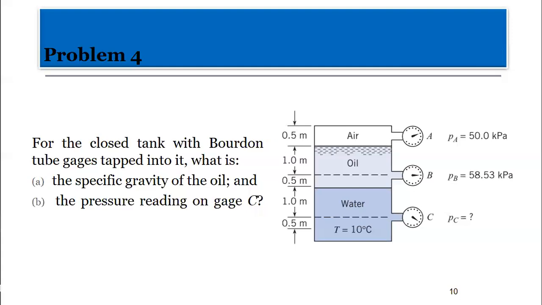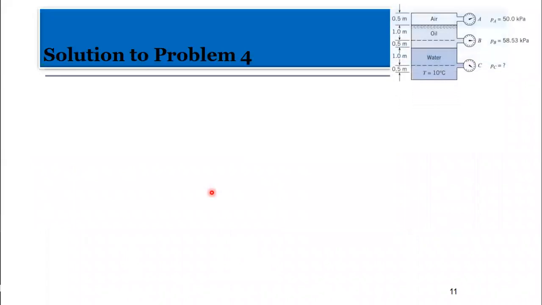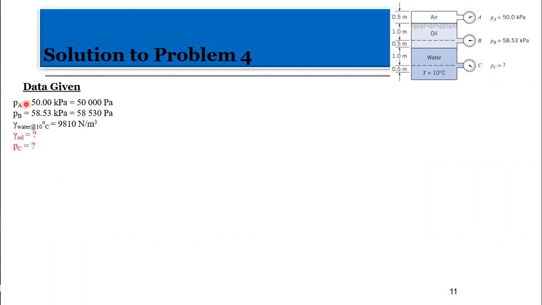So think about it. Yeah, so what do you think now? All right. So to find the specific gravity of the oil, let's see what we do. I'm just bringing the question here for reference. Now, the data given from the problem: we have PA to be 50,000 Pascal, PB, but PC we don't know. We don't know the oil and we don't know PC. That's what we are going to find.